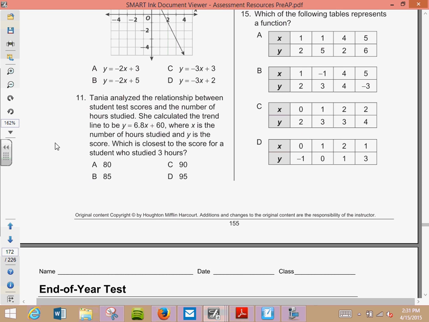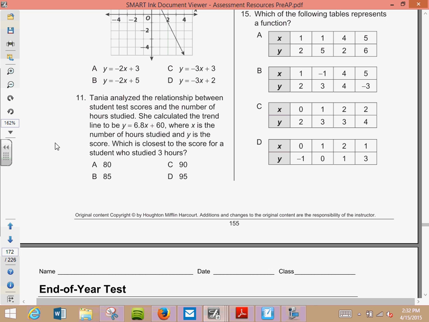The next one, Tanya analyzed the relationship between student test scores and the number of hours studied. She calculated the trend line to be y equals 6.8x plus 60, where x is the number of hours studied and y is the score. Which is the closest to the score of a student who studied 3 hours?